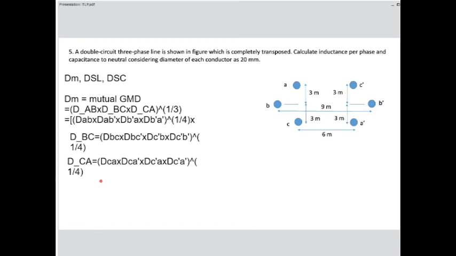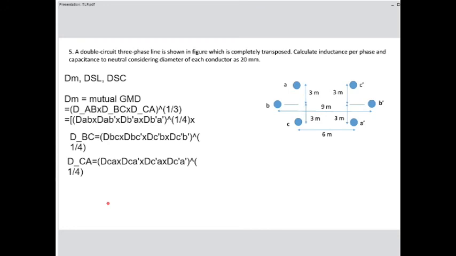Everyone got it? You don't have to calculate it now, but understand the equation. I will ask you the answer tomorrow in the morning. Everybody got the expression of DAB, DC, CA, how we wrote it, or mutual GMD. Can you confirm that you understand that equation?